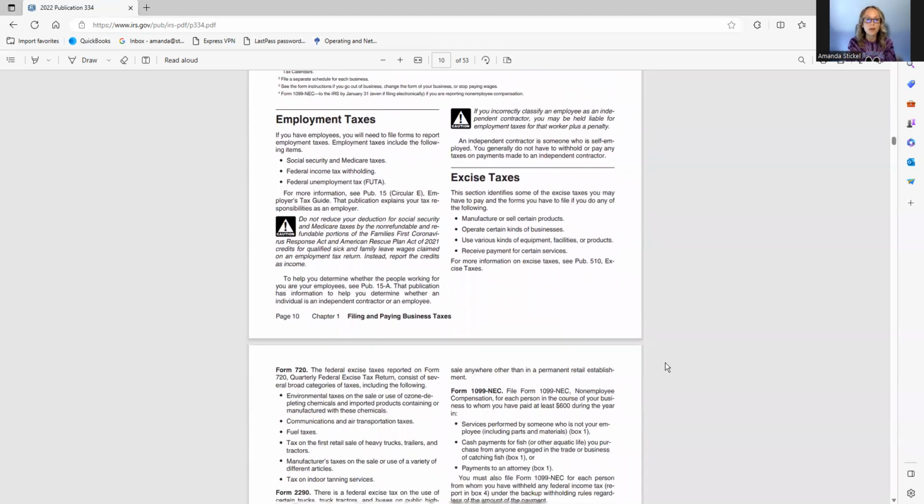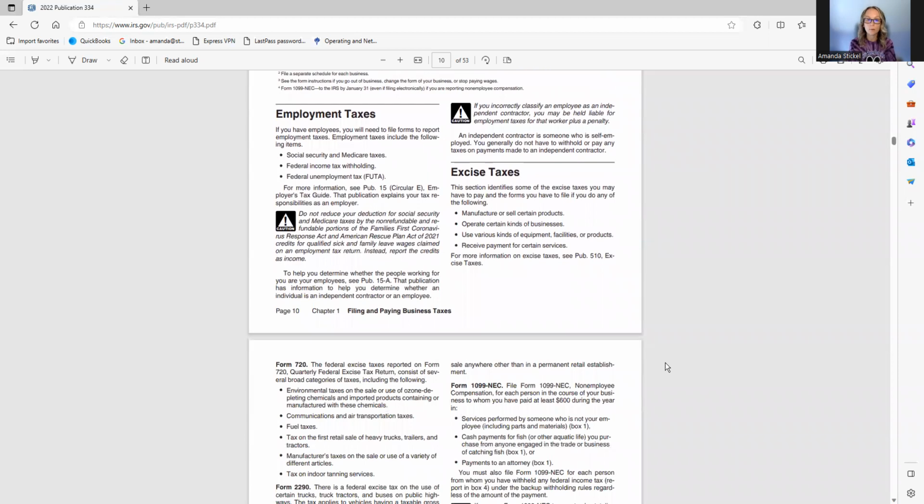Employment taxes. If you have employees, you will need to file forms to report employment taxes. Employment taxes include the following items: Social Security and Medicare taxes, federal income tax withholding, and federal unemployment tax, or FUTA. For more information, see Publication 15, Circular E, Employer's Tax Guide. That publication explains your tax responsibilities as an employer.